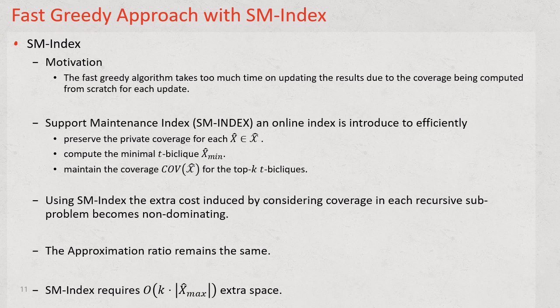Moreover, we also ensure the introduction of the SM index does not affect the approximation ratio and the overall time complexity. However, it does require some extra space to provide such features. Now, although the SM index provides some efficient operations, the overall time complexity still remains exponential. Therefore, due to the hardness of the problem, even the fast approximation algorithm with an index cannot scale to large datasets, and hence we now propose a novel polynomial time heuristic approach to address the problem.